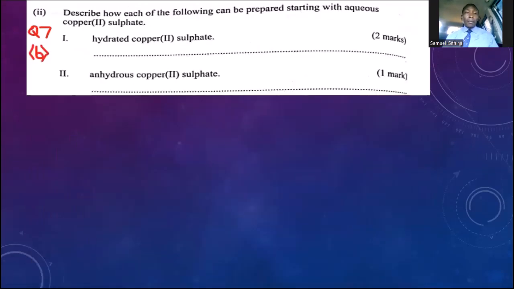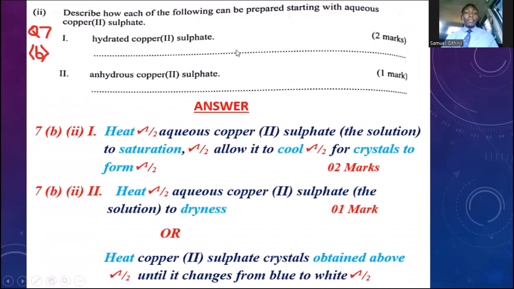Describe how you can prepare hydrated copper 2 sulfate from aqueous copper 2 sulfate. Then anhydrous copper 2 sulfate from the same. So how do we go about that? In short, we are trying to do crystallization in part 1, and in the second one we're doing evaporation. You heat the aqueous copper 2 sulfate to saturation, 1 mark already. Then you allow it to cool and crystals will form. My student, it is as simple as that for 2 marks. The second one, you heat copper 2 sulfate solution to dryness, and that is it, half a mark for dryness.